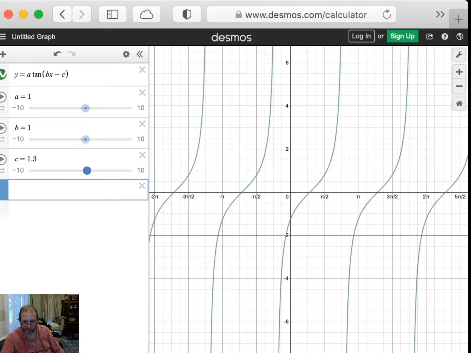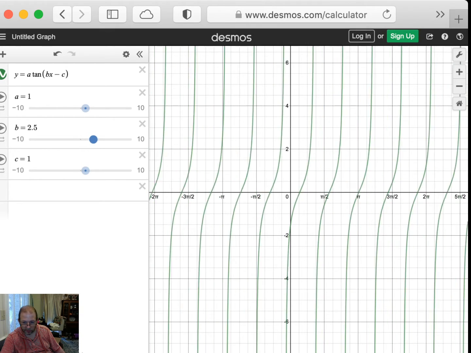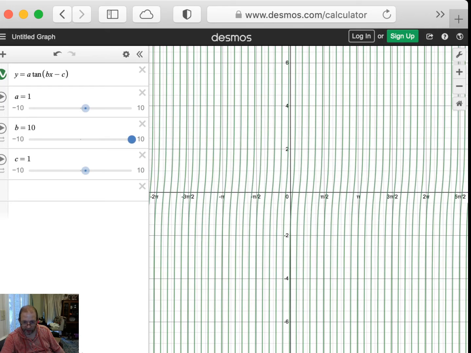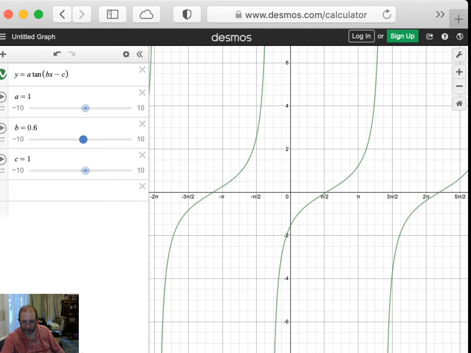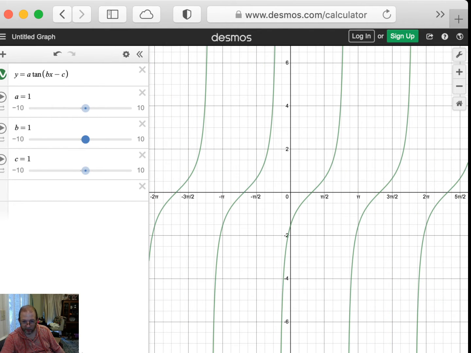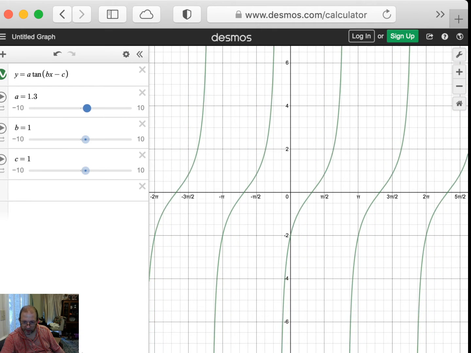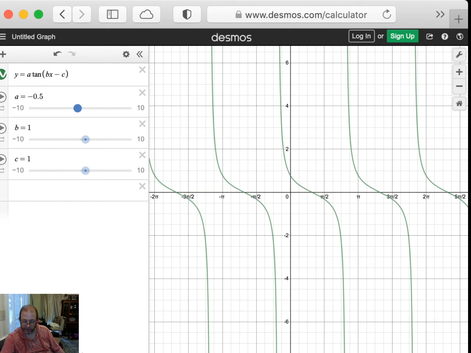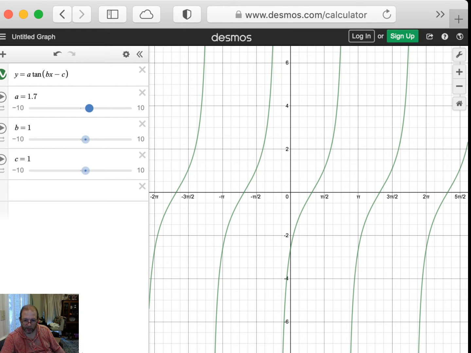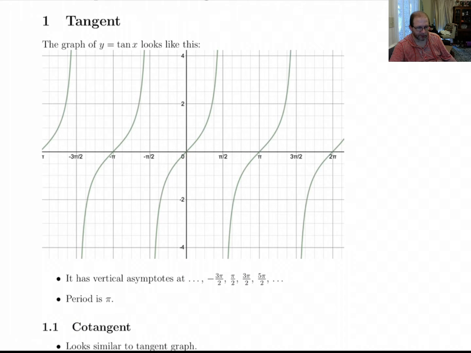C will adjust the phase shift, move it around. B will adjust the period. If B gets big, the period shrinks. If B gets small, then the period widens. And A here stretches or condenses it. And of course, if A goes negative, it's going to flip it vertically. So anyway, you should be familiar with what this tangent graph looks like, but I'm not going to ask you to do any problems with graphing different versions of the tangent graph.